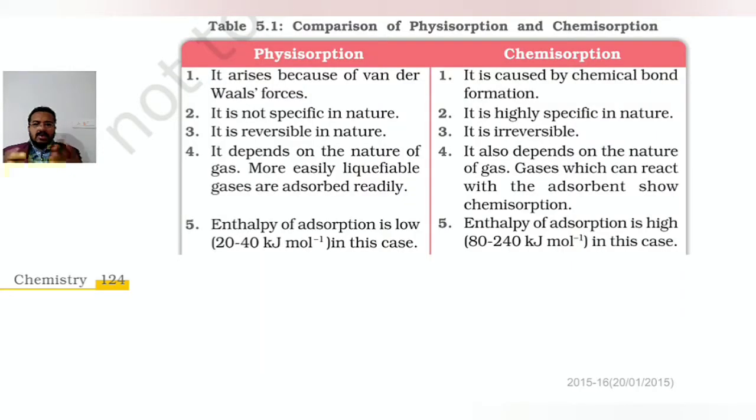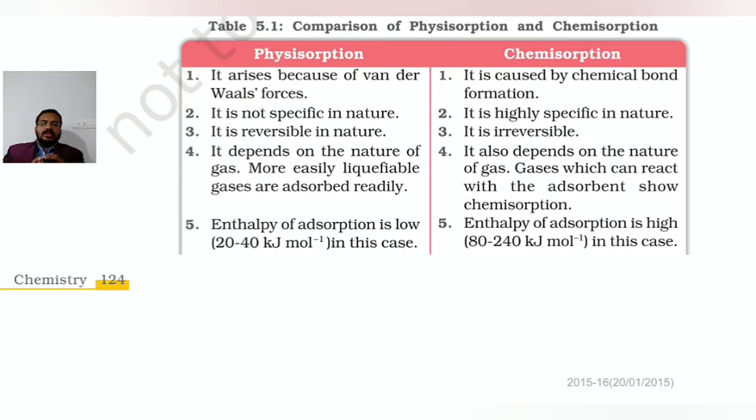Now we will be discussing the difference between physisorption and chemisorption. It's a 3-mark question: differentiate between physisorption and chemisorption. The first difference is physisorption arises because of van der Waals forces and chemisorption is a result of chemical bond formation. So we have already discussed this. Second point is that physisorption is not highly specific in nature. On the other hand, chemisorption is highly specific in nature.